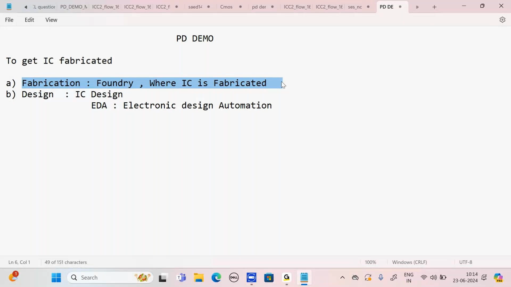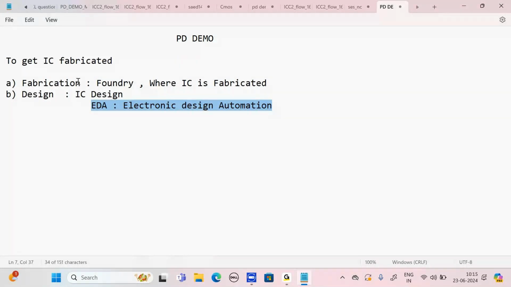But here what happens? You are designing first, then you will give some file to the foundry. The foundry will fabricate the IC for you. So what will the design team pass to the foundry so that the foundry will fabricate the IC? For example, the company Qualcomm: their IC design is completed by using EDA tools. But what will they give to the foundry so that the foundry can fabricate the IC?